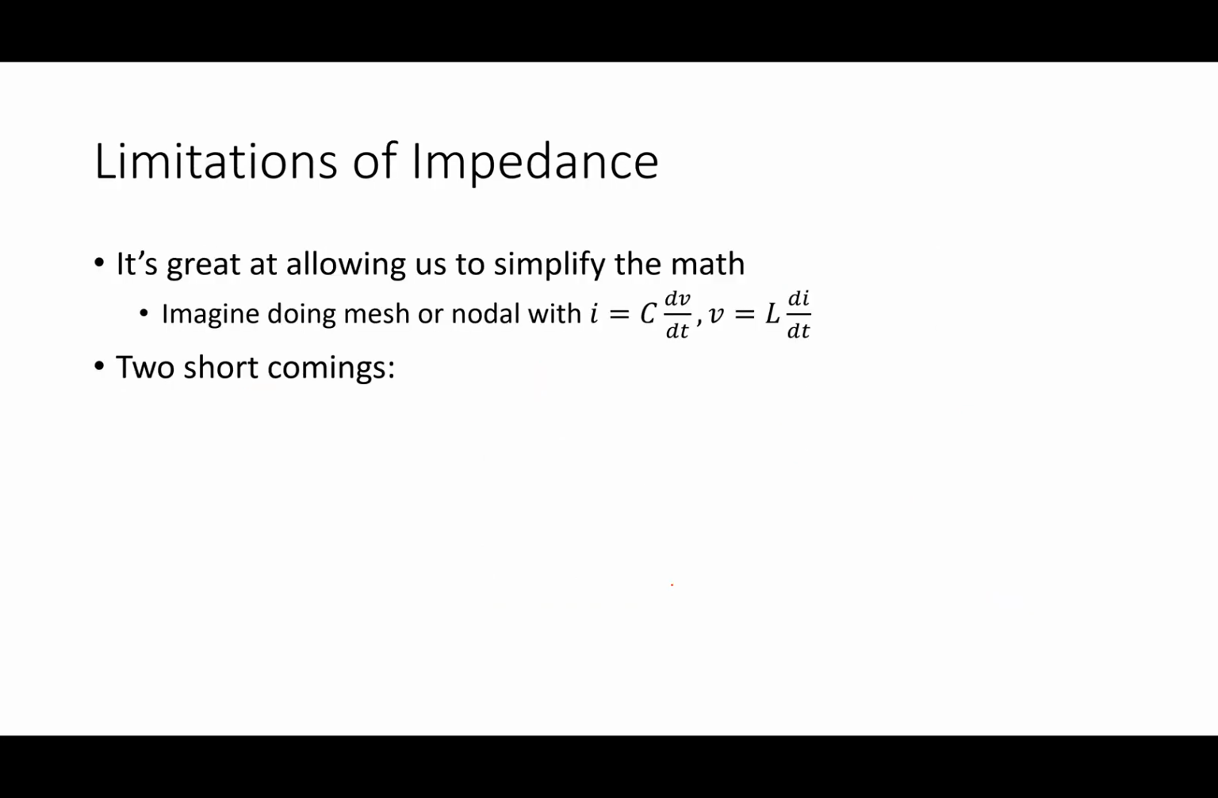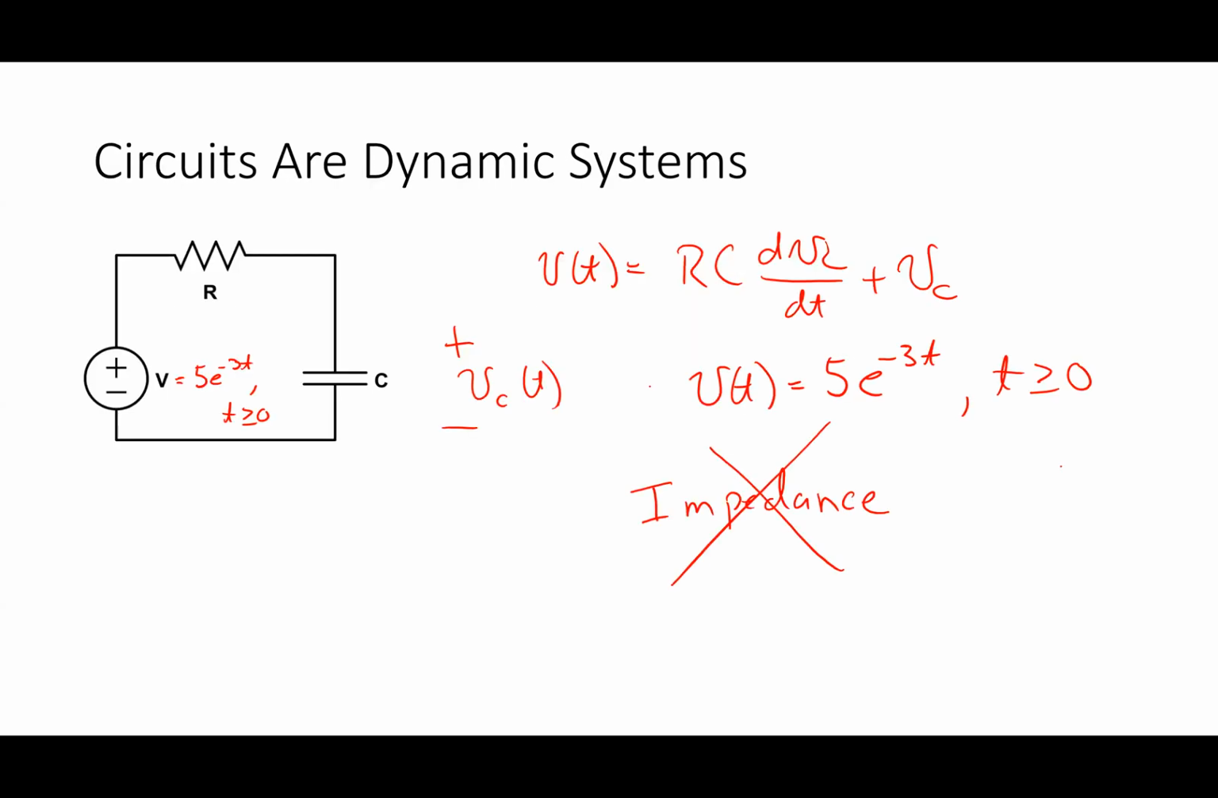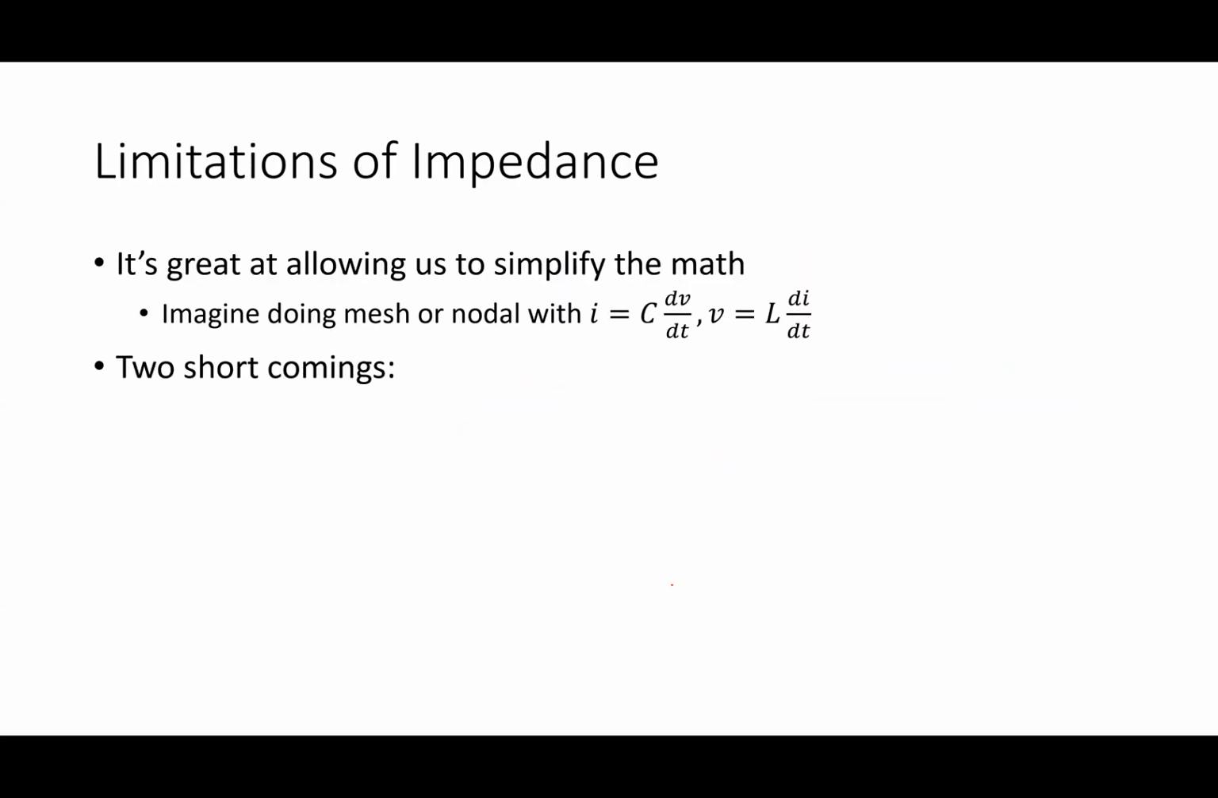All right. So basically, impedance is nice because it gets rid of differential equations. It turns everything into an algebraic relationship, and it's great at allowing us to simplify math. We like impedances for that reason. So for a circuit like this, it's not that complicated. But if I had to do some of those circuits that you saw between exam 2 and exam 3, just imagine doing mesh or nodal with these differential equations, right? It would be a total disaster. You may have thought it was difficult as it was. It would have been even worse.